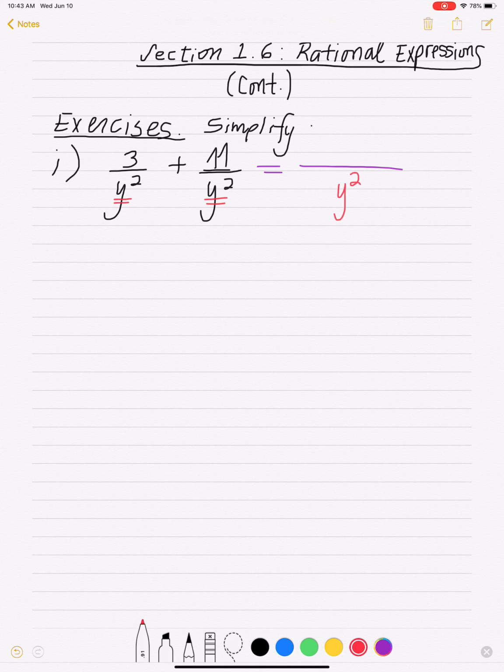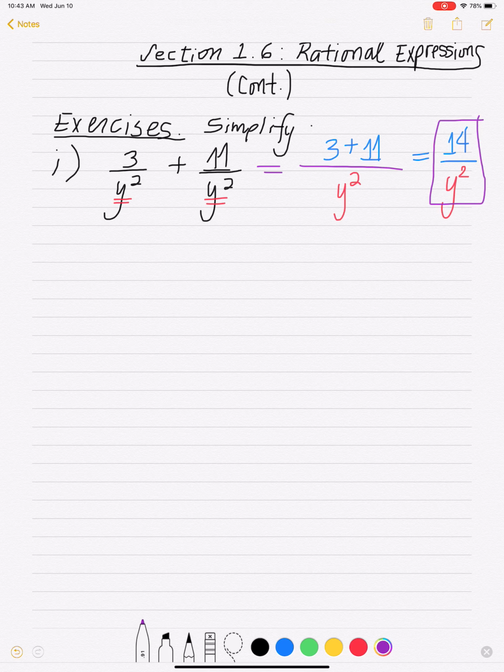And so this is going to become one fraction where you have y squared on bottom, the common denominator, and on top you're going to take the numerators, 3 and 11, and add them together, right? So you're going to have 3 plus 11 on top. And then we just simplify the top. We have to make sure we simplify that. 3 plus 11 is 14, so we get 14 over y squared for our answer. Now that can't be reduced, we just leave it as 14 over y squared.